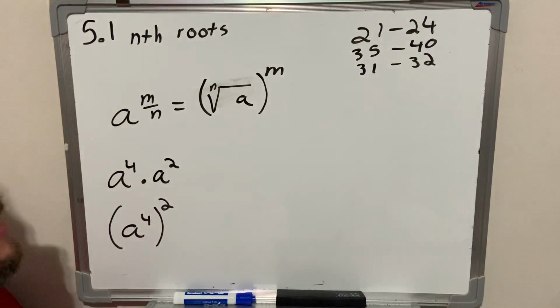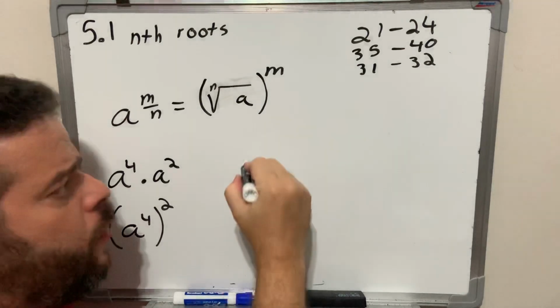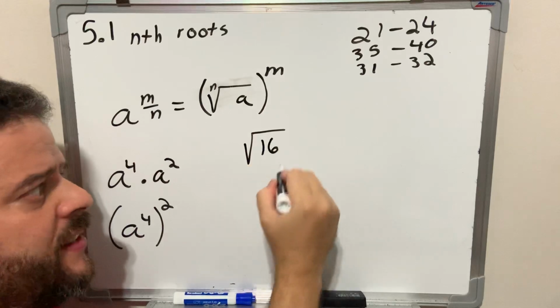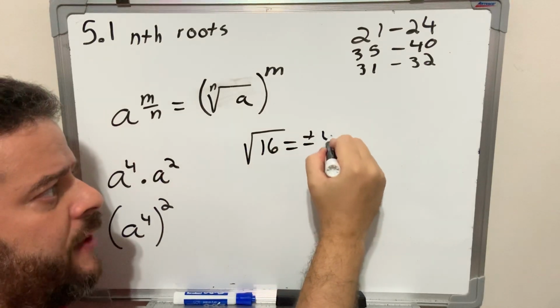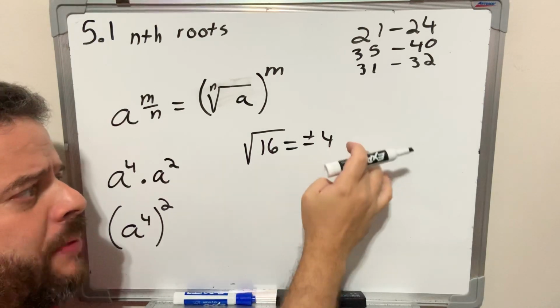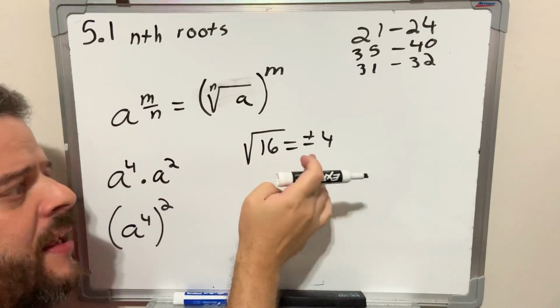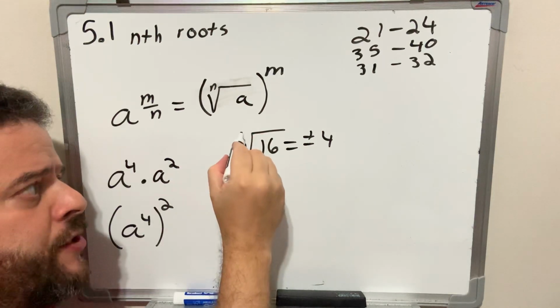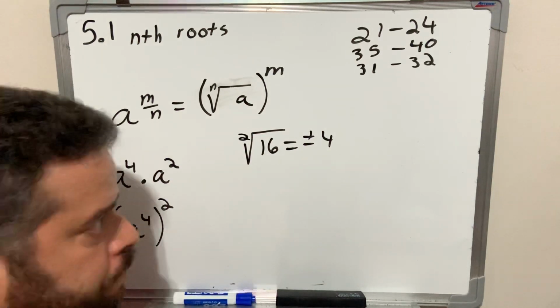So first of all, when we say square root, let's say, for example, square root of 16, that equals positive negative 4. Why? You have to find the number that when you multiply by itself, you end up with 16. And remember, when we don't see a number up here, that means there's a 2 there you can't see.